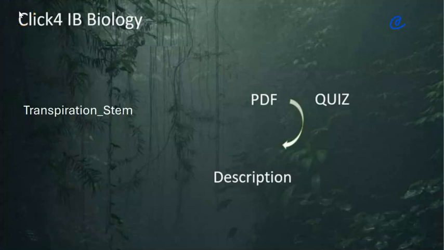We're studying topic B3.2 transport, and in this particular video we're going to be looking at the movement of water through the stem of a plant in the process of transpiration.